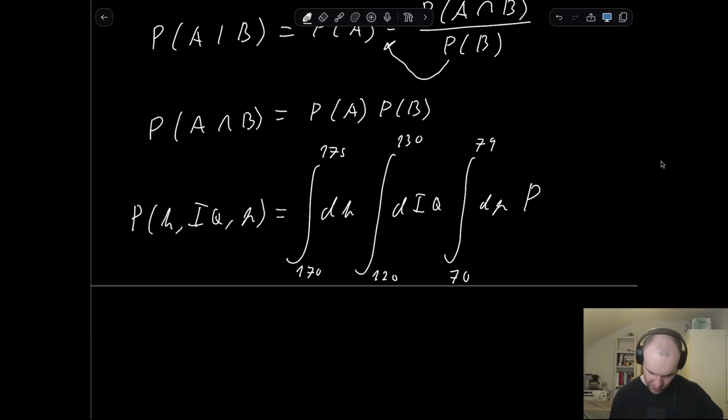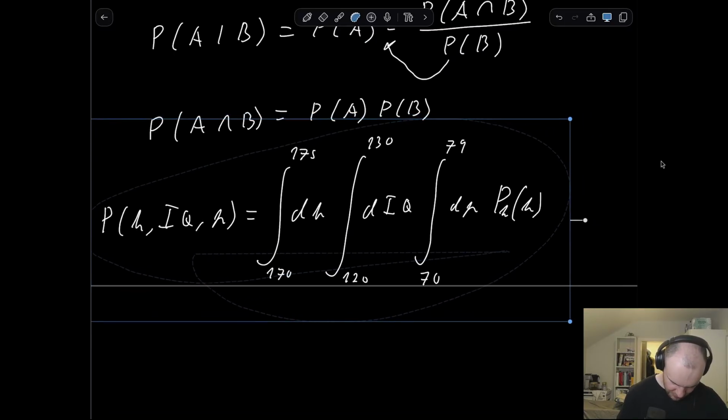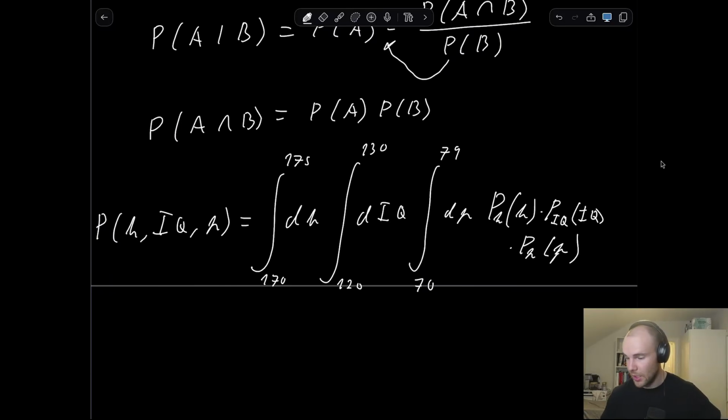So this is just P of H multiplied by P of IQ in terms of IQ, multiplied, and I can just write here, it seems stupid, but who cares, P of the blood pressure. So that's our question. That's the combination of all of them together. So that's what we want.